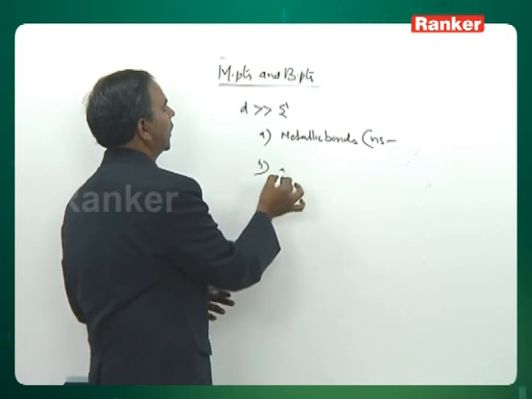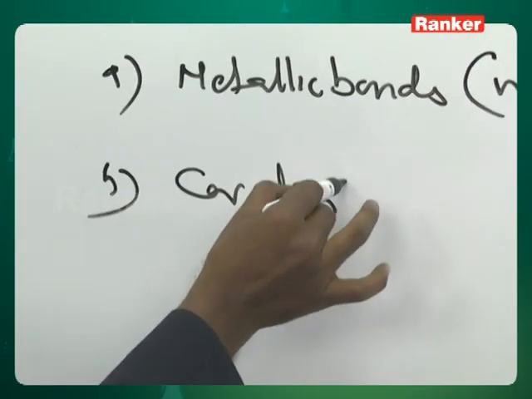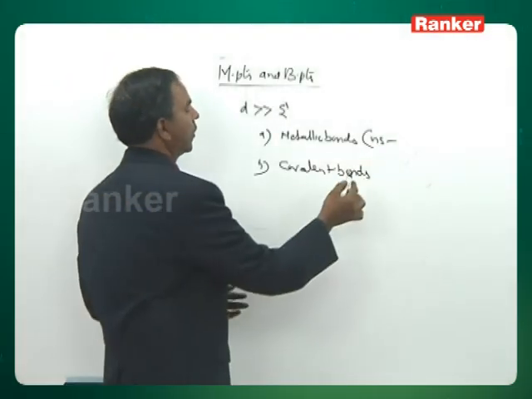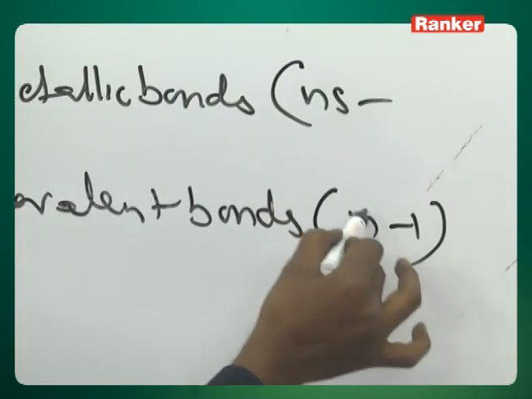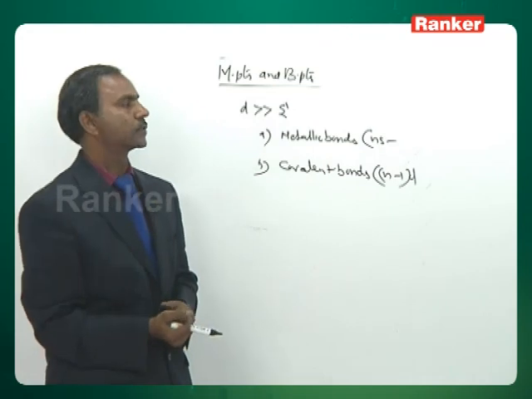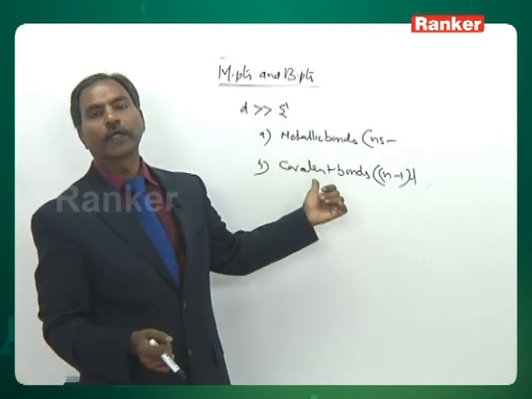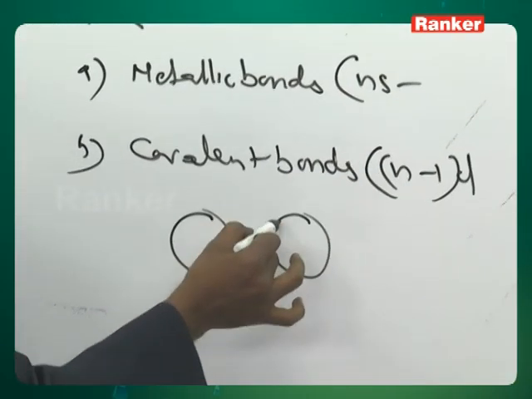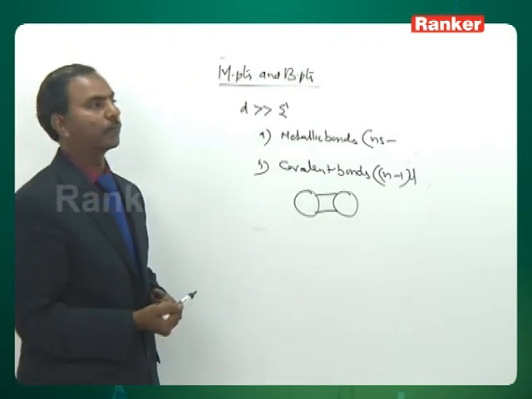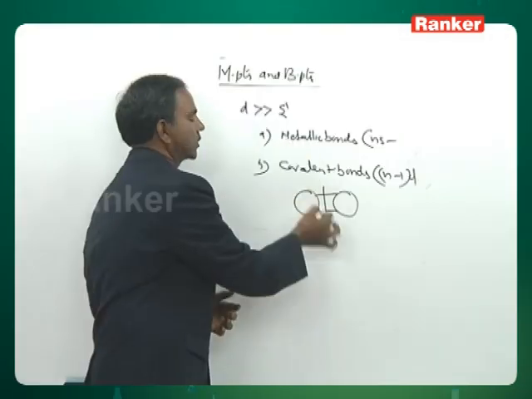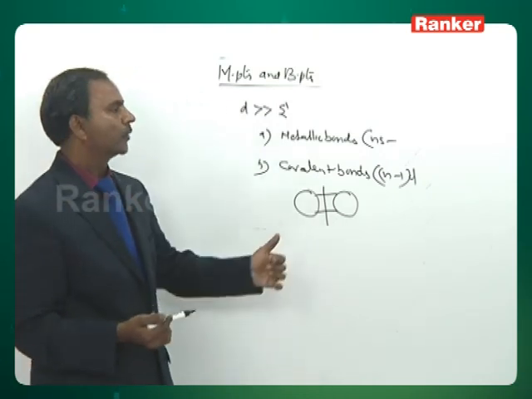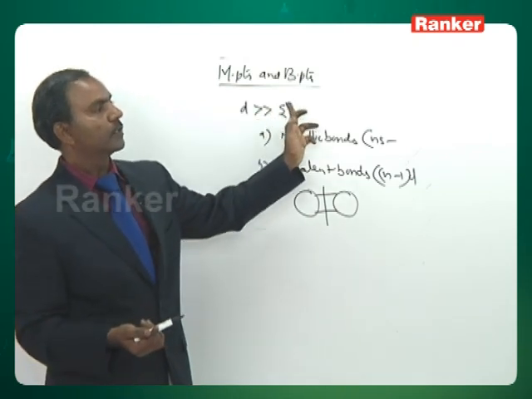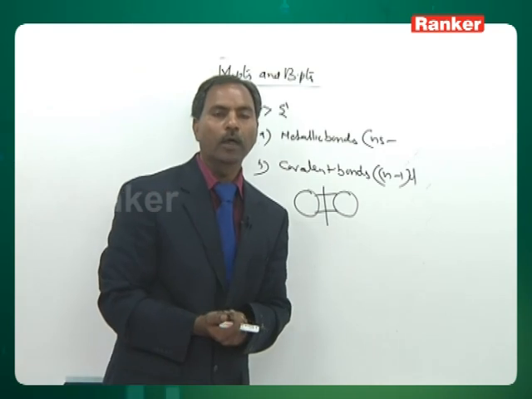Next, B. It is due to the formation of covalent bonds, which is due to the involvement of n-1 d orbital electrons. So, one is metallic bonds, the second is covalent bonds. These two types of bonds are there between the metallic atoms. To break these two types of bonds, more energy is required. Therefore, the D block elements have greater melting points and boiling points in comparison to S block elements.